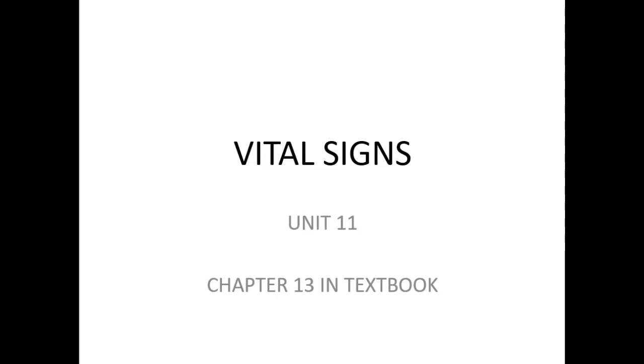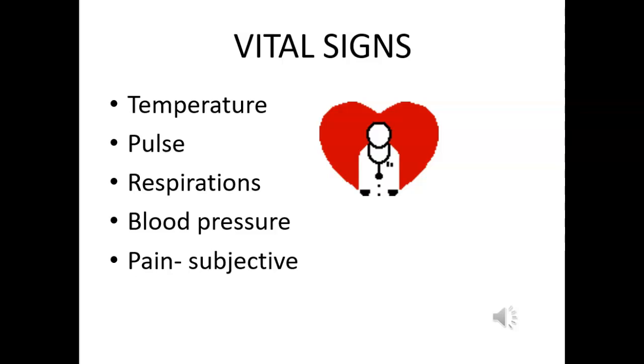Vital signs. This can be found in chapter 13 in your textbook. Temperature, pulse, respirations, and blood pressure. These are all vital signs that are objective. Pain is the fifth vital sign, and it is subjective.